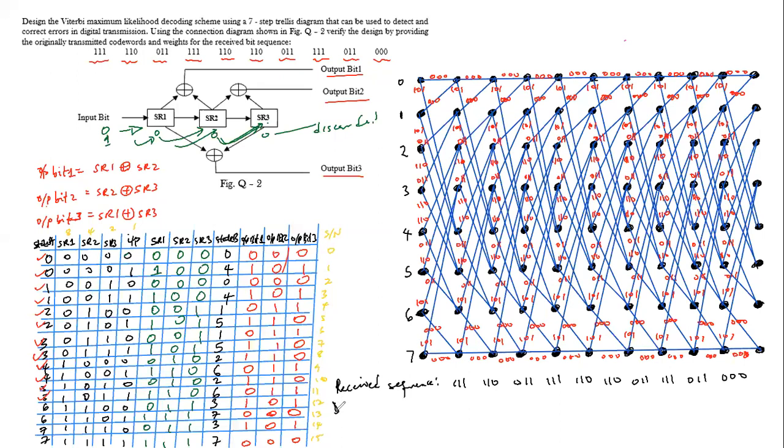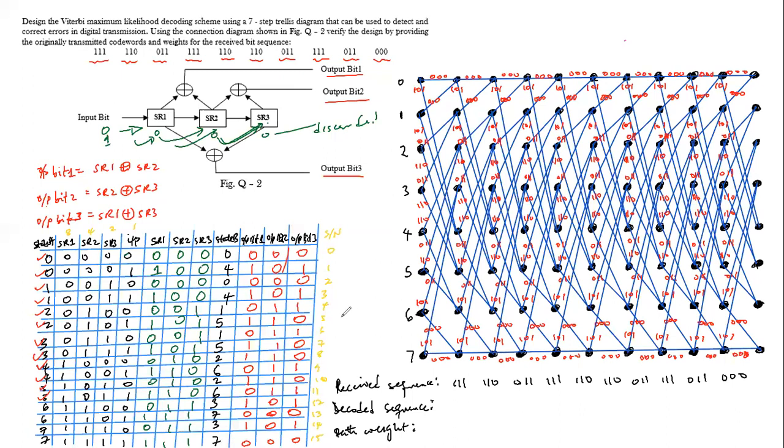So we want to check, okay? The decoded sequence using the seven-step Viterbi algorithm. You will also be asked to provide the pathway. The pathway is the path, and we want to select the path with the least number of ones, because the number of ones gives the path weight, also called the Hamming weight.